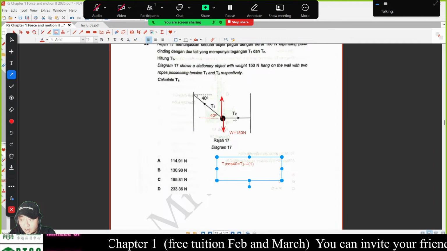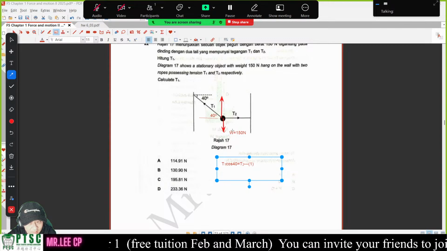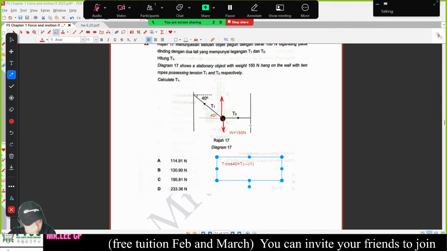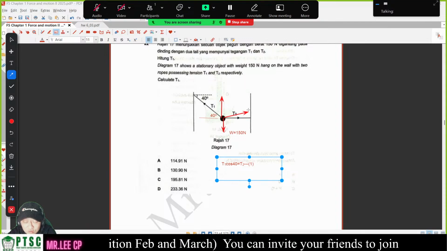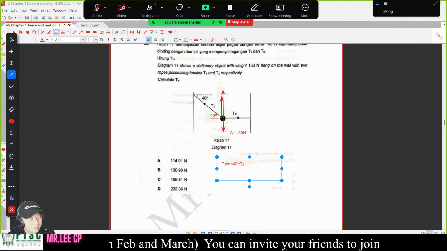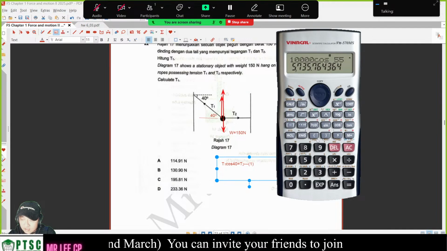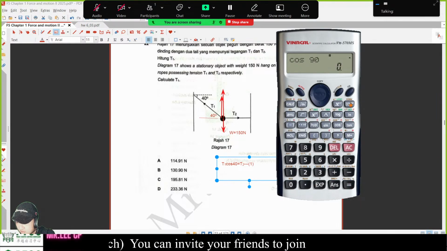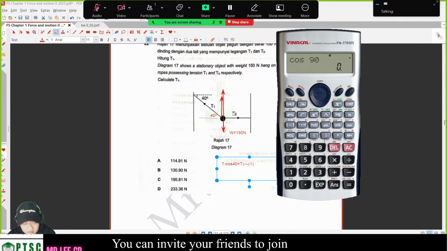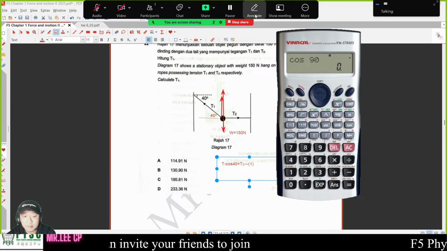Now how about this one? This one is not contributing to up and down. It just goes to the right. Now if I want T2 cos, touching 90, cos 90, you press calculator, T2 cos 90. Cos 90 is 0. It does not contribute up or down. Alright, so this one brings up only. Okay.